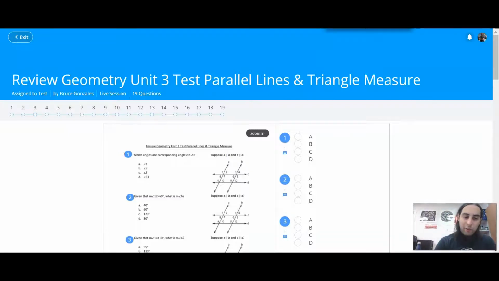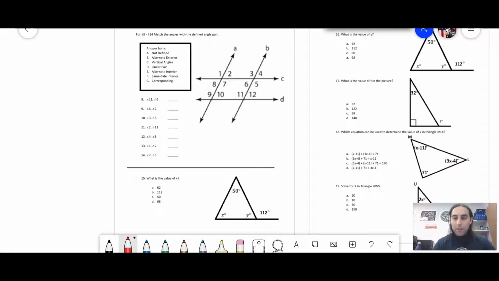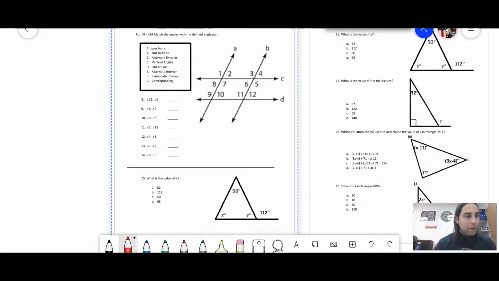All right, so I've pulled it up over here. And this is on the whiteboard, so I can write on it. All right, so let's do that. One second. All right, so here we go. Starting on number 1, so let me get there.